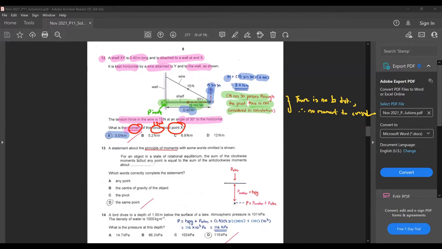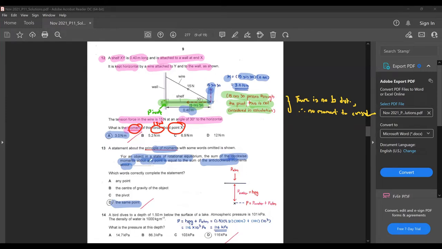Okay, so that one is okay. Now, number 13, a statement about the principle of moments with some words omitted is shown, where they say that for an object in a state of rotational equilibrium, the sum of clockwise moments about any point is equal to the sum of anticlockwise moments about the same point. Okay? So, this one is basically just complete the blank.